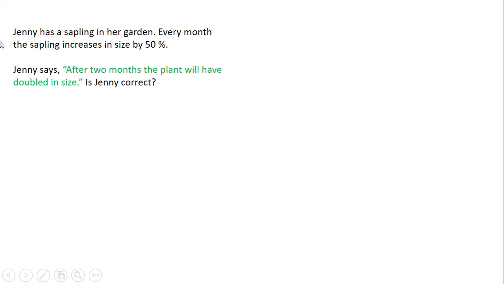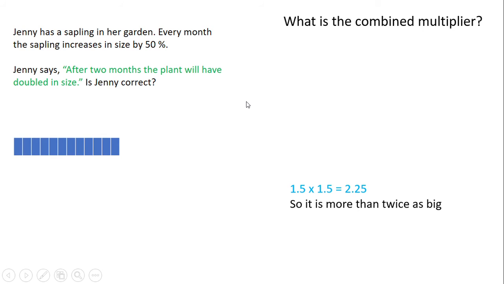Okay, moving on to compound increases. Jenny has a sapling in her garden. Every month the sapling increases in size by 50%. Jenny says after 2 months the plant will have doubled in size. Is Jenny correct? Okay. This is what we would end up with, okay? And I'll show you how we get there, okay?